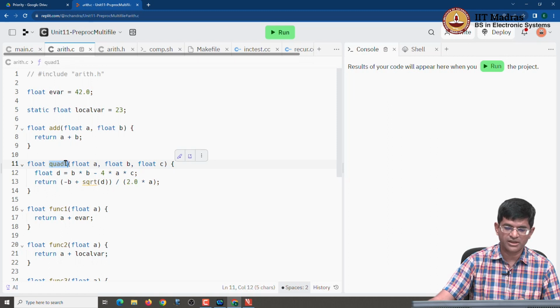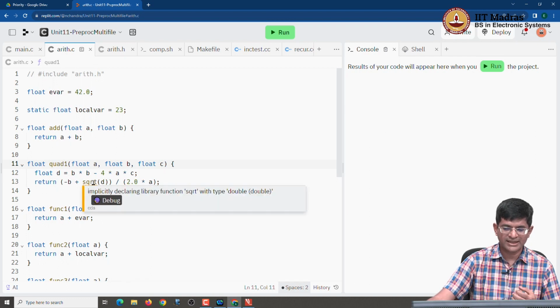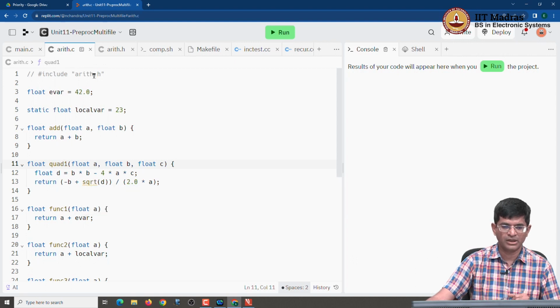First we'll look at this function quad1. We know that the computation I'm performing over here is d = b*b - 4*a*c, and then return (-b + square root of d) / 2a. So in other words, the first root of the quadratic equation. You will see that again it is implicitly declaring the library function square root, the same problem comes up over there, and it keeps giving you warnings over here, but not quite telling you to correct them.